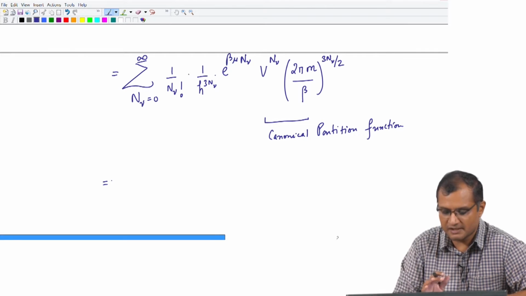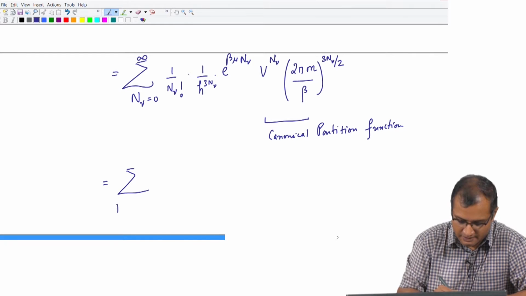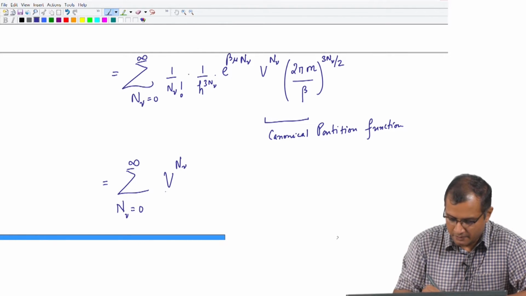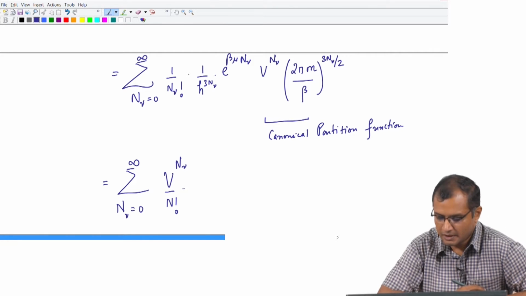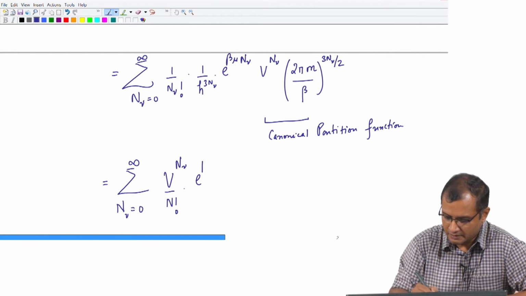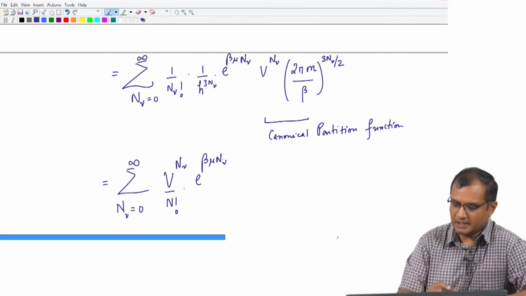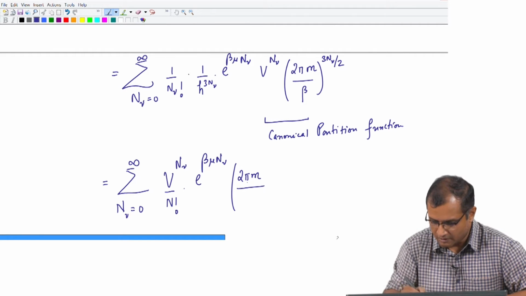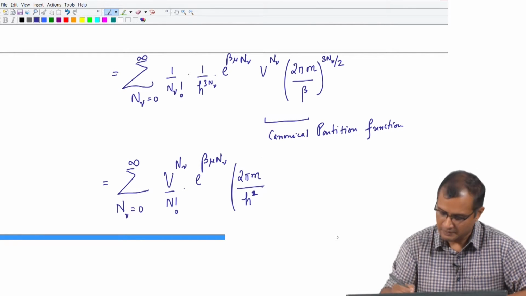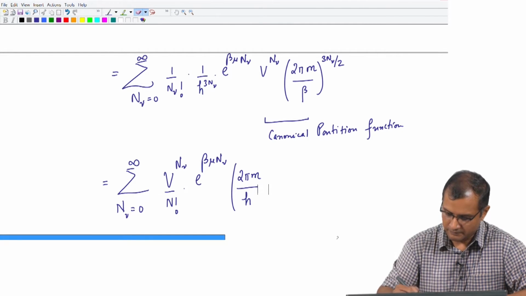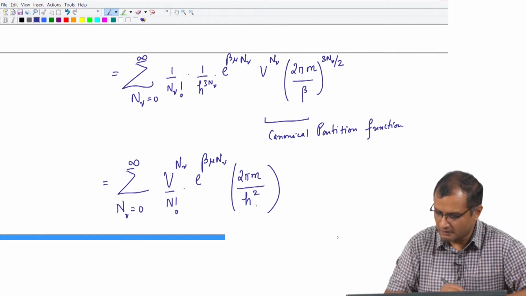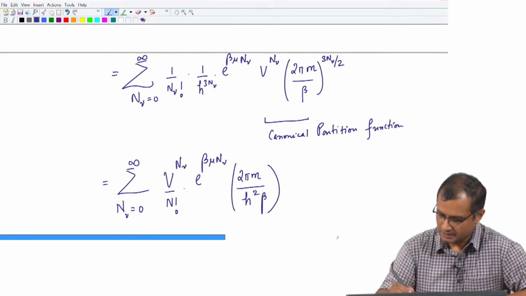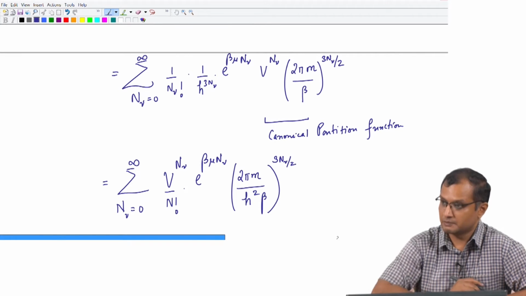So, I am going to club a few things here and there. Why do we not write it as n nu going from 0 to infinity, V to the power n nu divided by n nu factorial, and I am going to write down e to the power beta mu n nu, and h I am going to take inside and write it as 2 pi m upon beta h square to the power 3 n nu by 2.